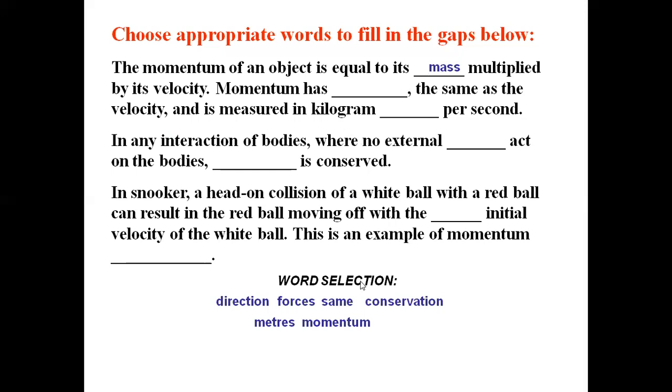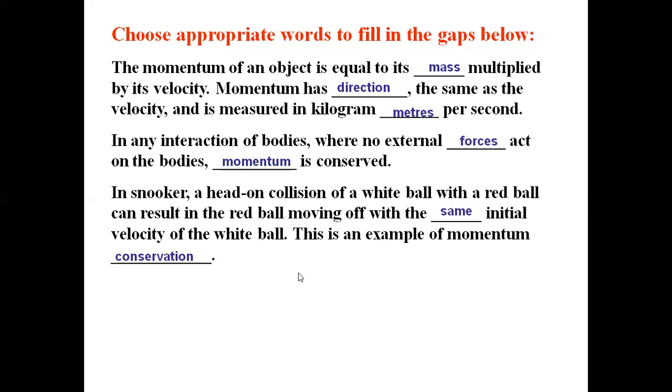Momentum has, of course, direction will come in this blank. The same as the velocity, direction is the same as that of the velocity with which the body was moving. Kilogram meter per second. In any interaction of bodies when no external force acts on the system, the momentum is conserved. In snooker, a head-on collision of a white ball with a red ball can result in the red ball moving off with the same initial velocity as the white ball. This is an example of elastic collision and conservation of momentum.